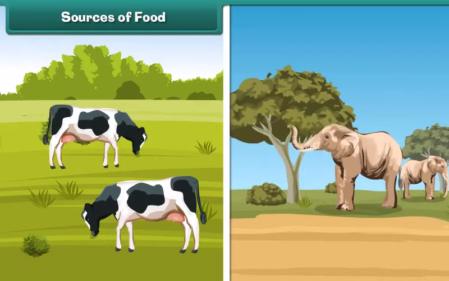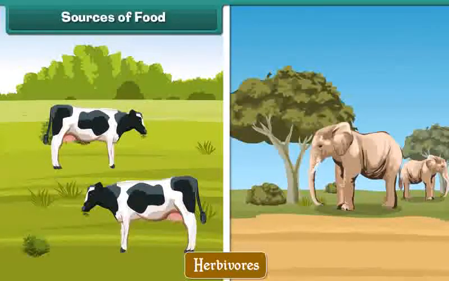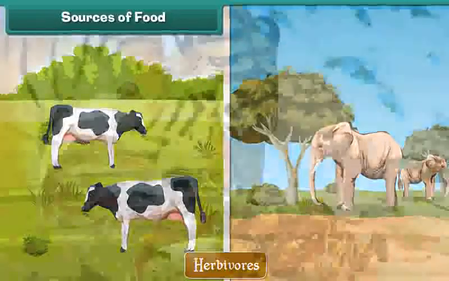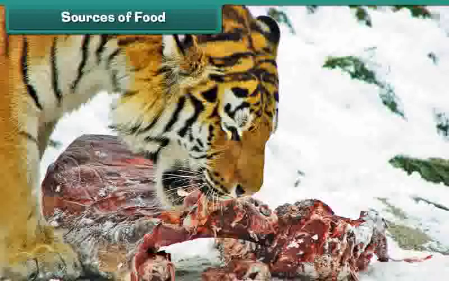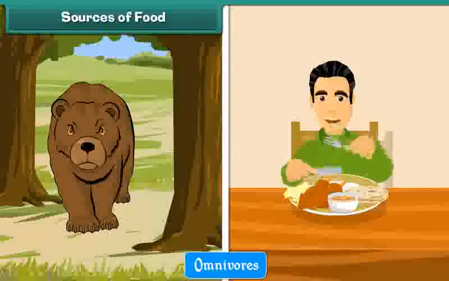Sources of food. Some animals get their food from plants. They are called herbivorous. Cows and elephants are examples of herbivorous. Some animals kill and eat other animals for survival. They are called carnivorous. Tigers are examples of carnivorous. Some animals get their food from both plants and animals. They are called omnivorous. Bears and humans are examples of omnivorous.